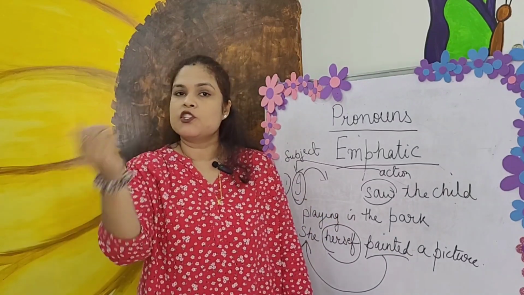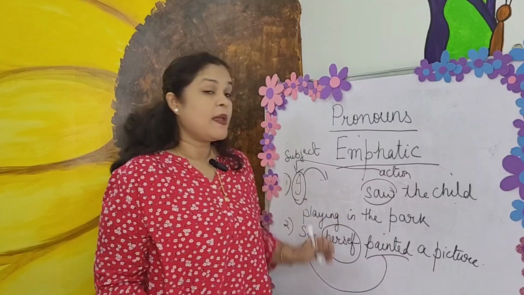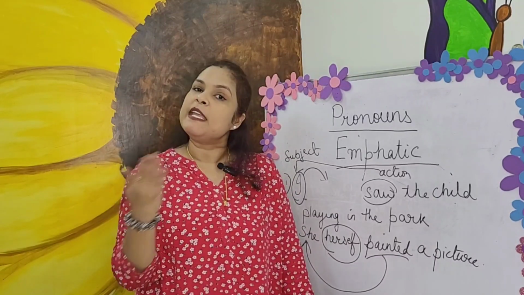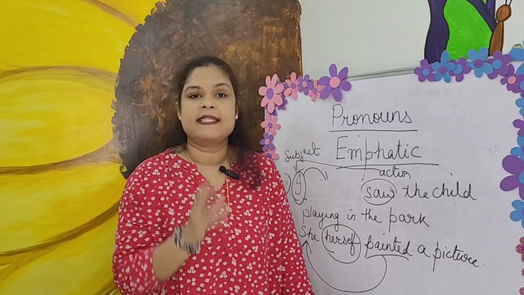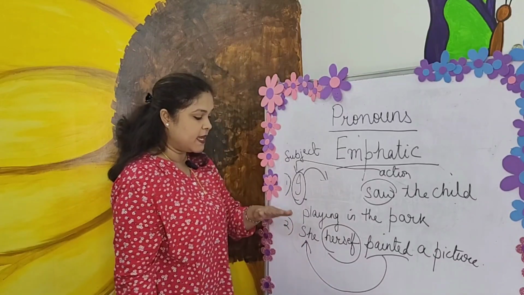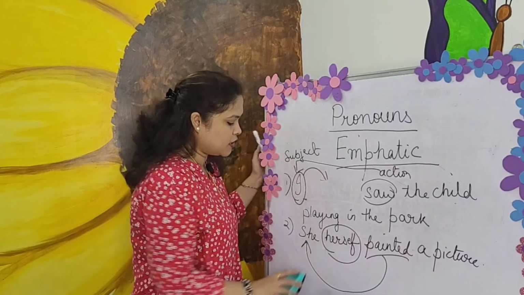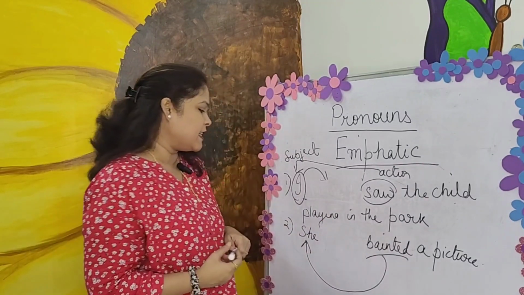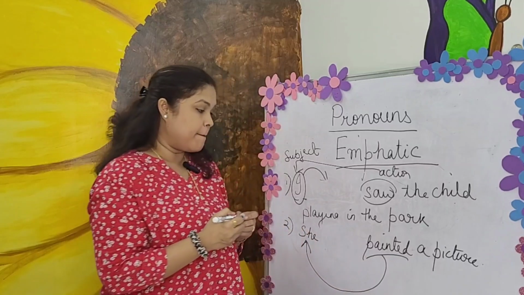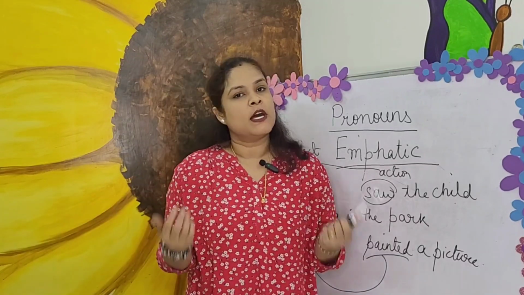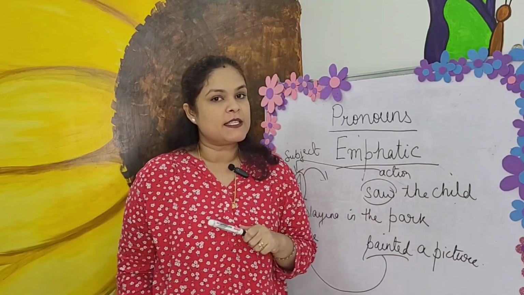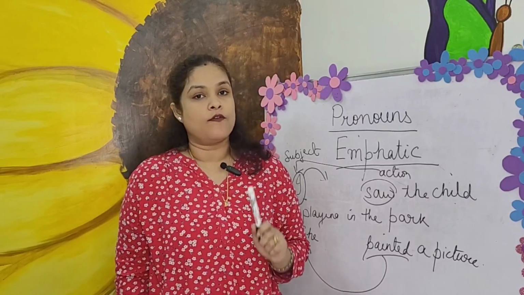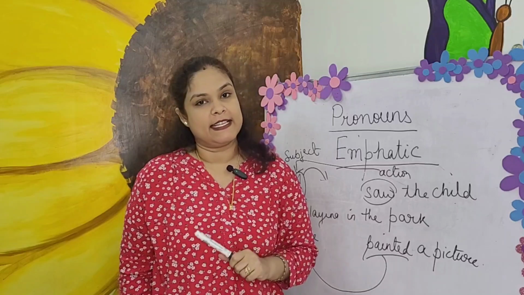I saw a child playing in the park, or maybe I myself saw a child playing in the park. The meaning of the two sentences remains exactly the same. And here, if you see, she herself painted a picture. Let me do some magic and remove this and look at the sentence. What is it? She painted a picture. So again, she herself painted a picture and she painted a picture. The meaning of both the sentences is exactly the same.